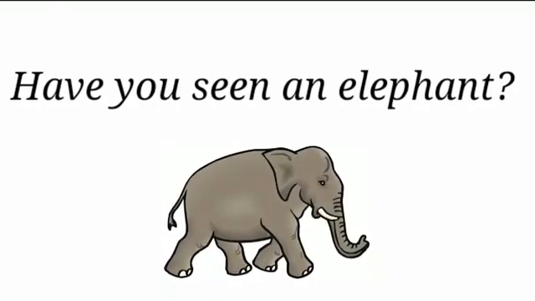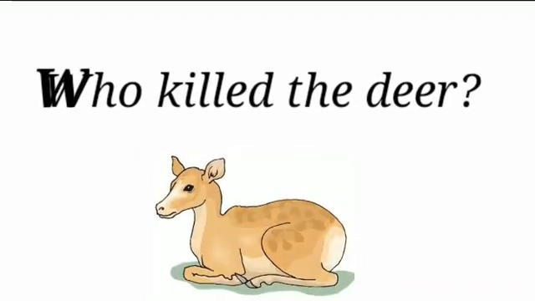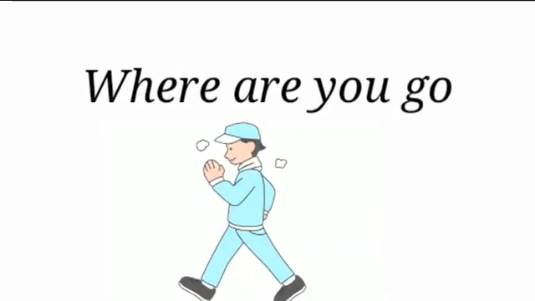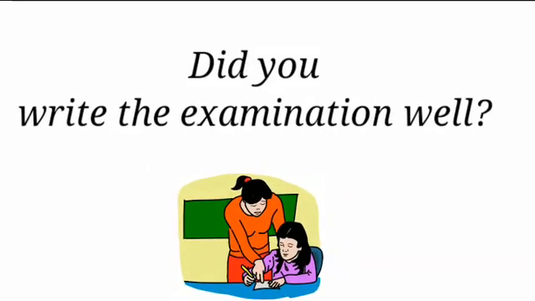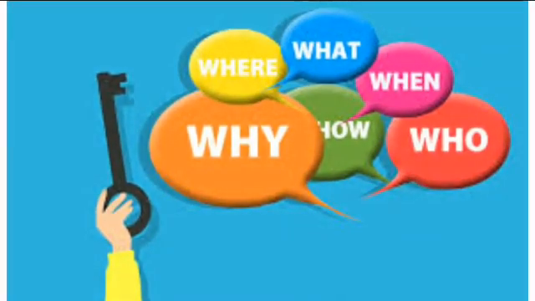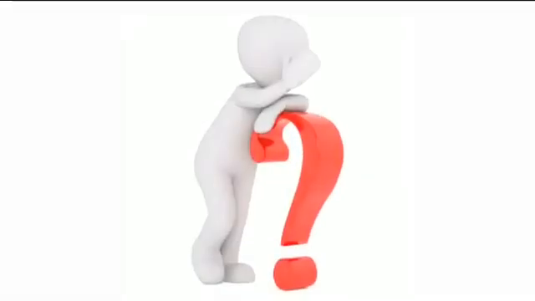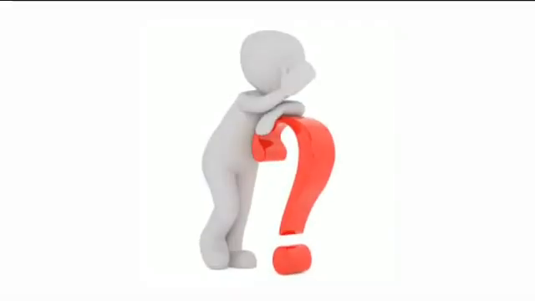Have you seen an elephant? This sentence begins with capital letter and ends with question mark. So it is interrogative sentence. Who killed the deer? This sentence begins with capital letter and ends with question mark. So it is interrogative sentence. Where are you going? Did you write the examination well? Each of the above sentences asks a question and is therefore called an interrogative sentence. It also begins with capital letter and ends with question mark. Have you understand? Next one, imperative sentence.